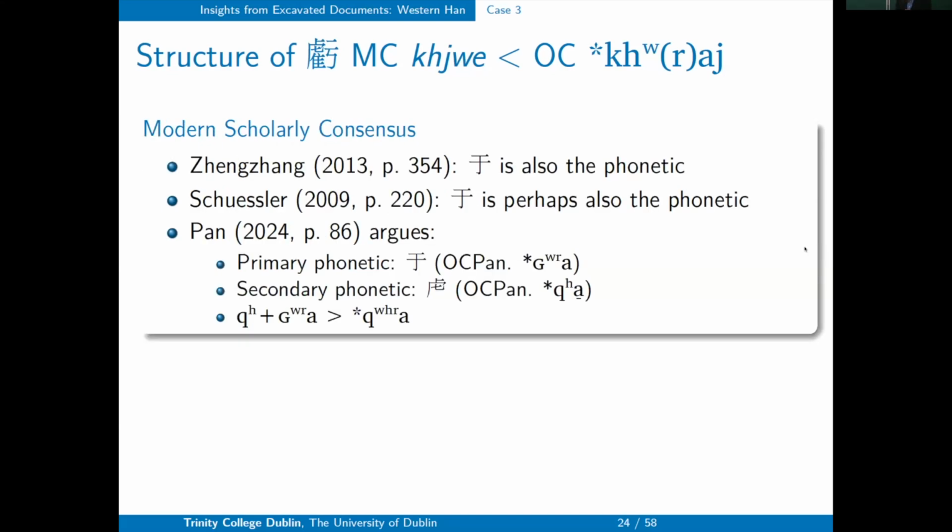And also, modern scholars believe that Yu should also be the phonetic. Like Zhang, he argues that Yu is also the phonetic, and Schuessler 2009 suspects that Yu is perhaps also the phonetic. And in the latest work of Pan Wuyun, he argues that the primary phonetic of this character should be Yu, and the secondary phonetic is Hu.